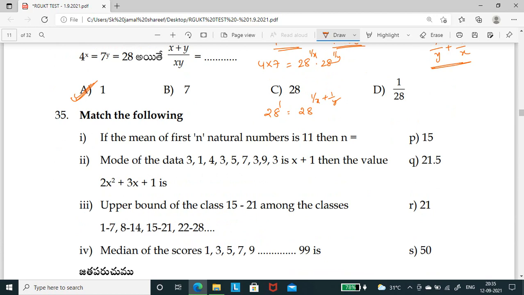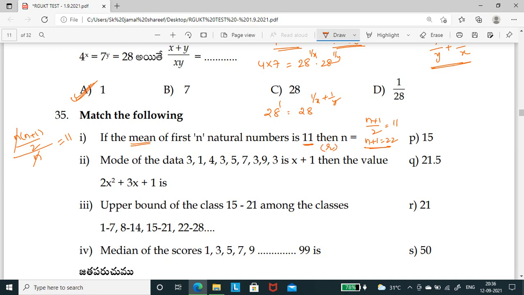If the mean of first n natural numbers is 11. Already we know sum of first n natural numbers is nothing but n into (n plus 1) by 2. But what did he ask? Mean of first n natural numbers, no? It is nothing but sum of numbers by the number of numbers. So n gets cancelled, and he has given it as equal to 11. So directly you can use this formula (n plus 1) by 2. Then (n plus 1) by 2 is equal to 11. So n plus 1 is equal to 22, n is equal to 21. Hence option R will be my answer for this.